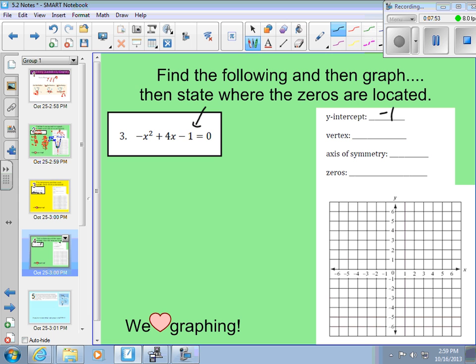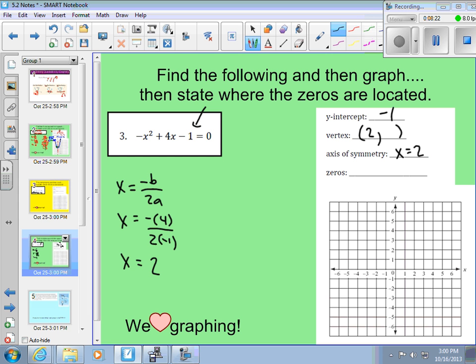Our vertex, we can use our little equation again. x equals -b over 2a. So here that would be -4 over 2. Our a on this one is -1. And that's going to give us -4 divided by -2, which is +2. So our axis of symmetry is going to be x equals 2. We also know our vertex is 2, something.